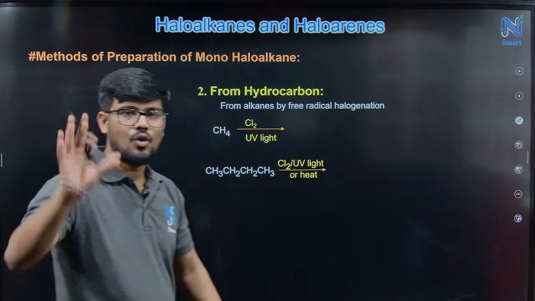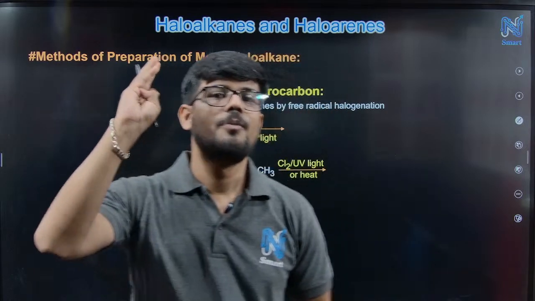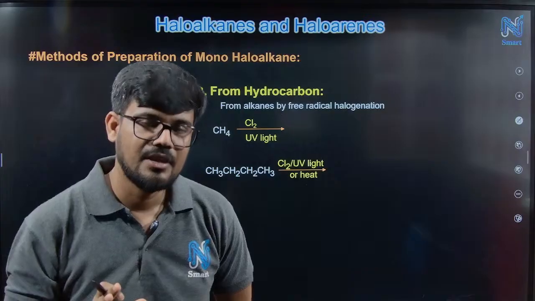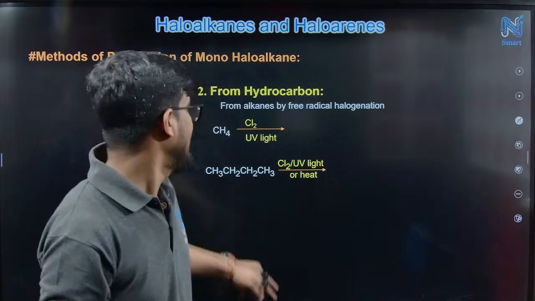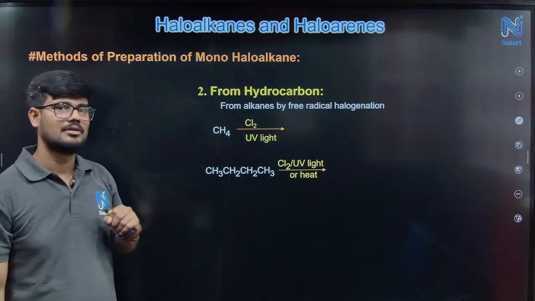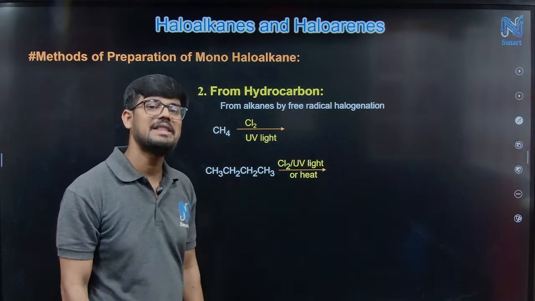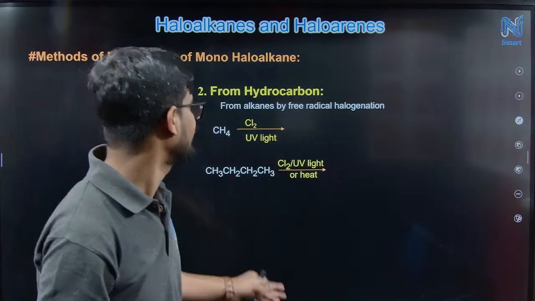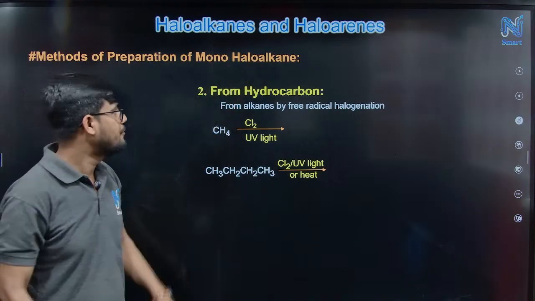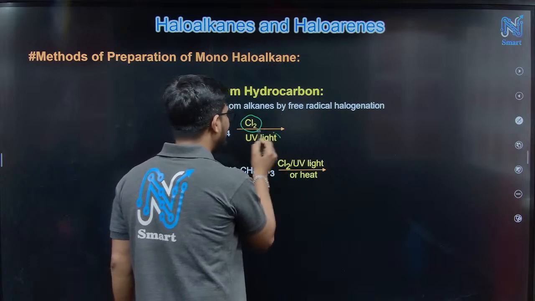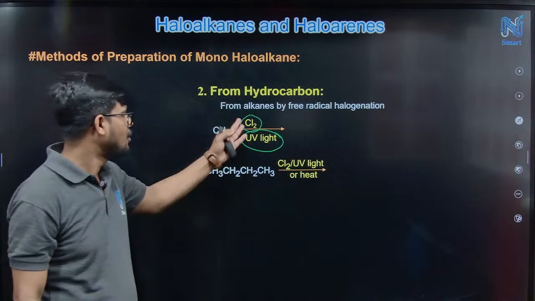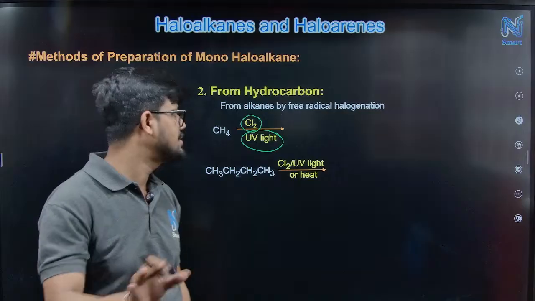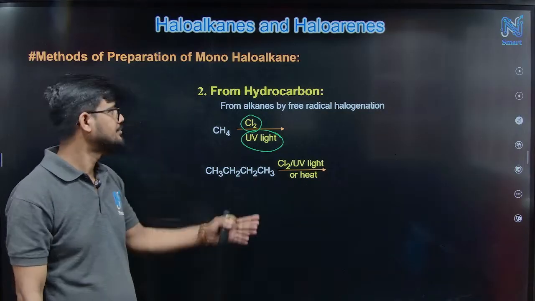Now, till now what we have studied is, from alcohol ROH, how we can prepare RX using various methods, right? Next, from a hydrocarbon, like methane, ethane, propane, butane, how can you prepare haloalkane? So the famous technique is chlorine under UV light. Chlorination, bromination, iodination, right? These are the techniques we are going to learn.